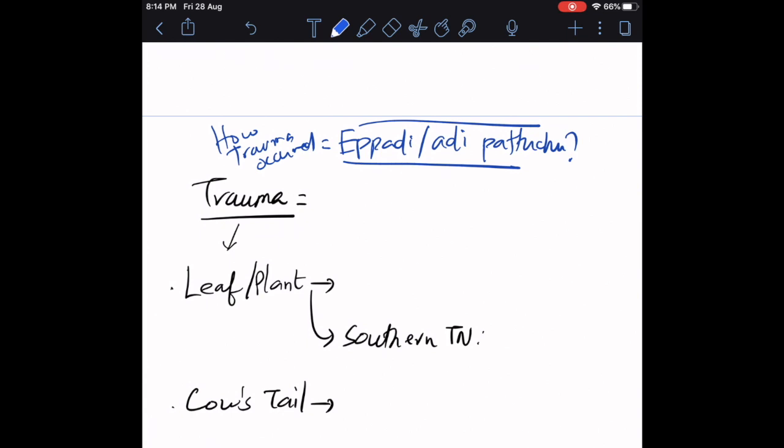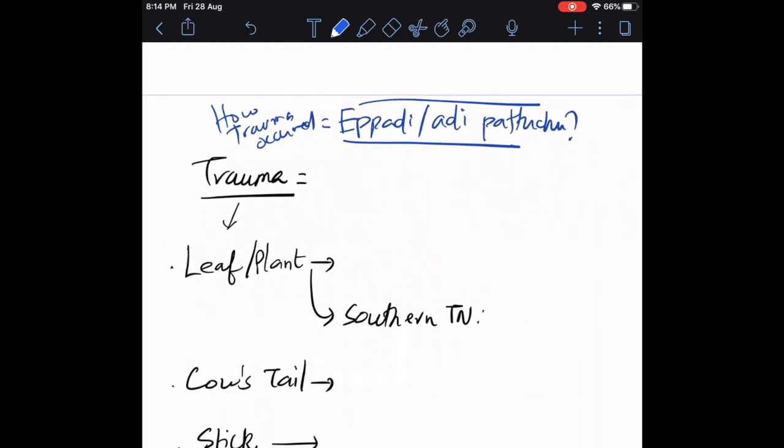You can also ask by what means, which is எதுல அடிபட்டுச்சு or எது அடிபட்டுச்சு. So just understand this. What is important is எப்படி அடிபட்டுச்சு. That should be fine.